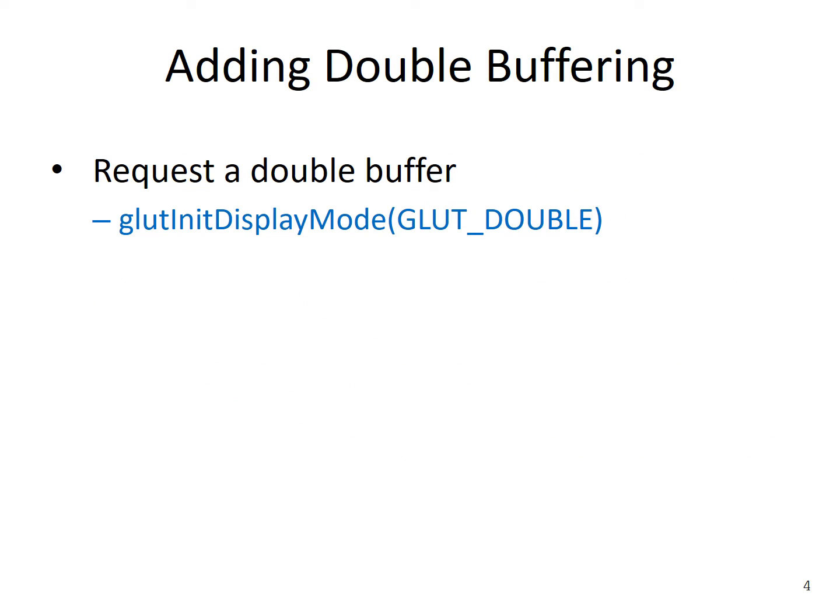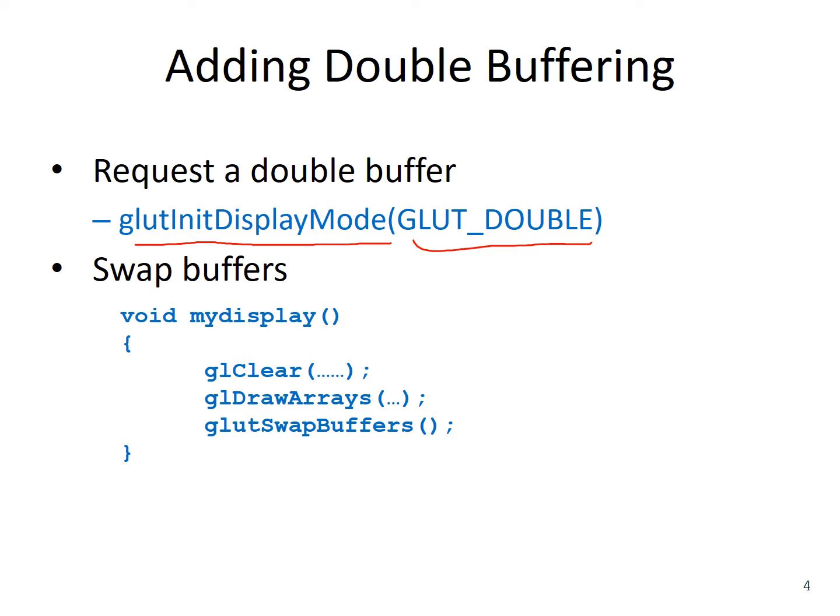This is how we request a double buffer. glutInitDisplayMode. One of the parameters passed to this function is GLUT_DOUBLE. This basically means that we need double buffering. To swap the buffers, we use glutSwapBuffers. It doesn't take any parameters.